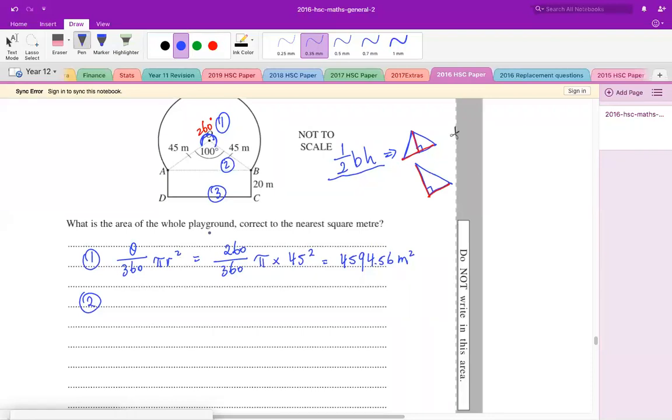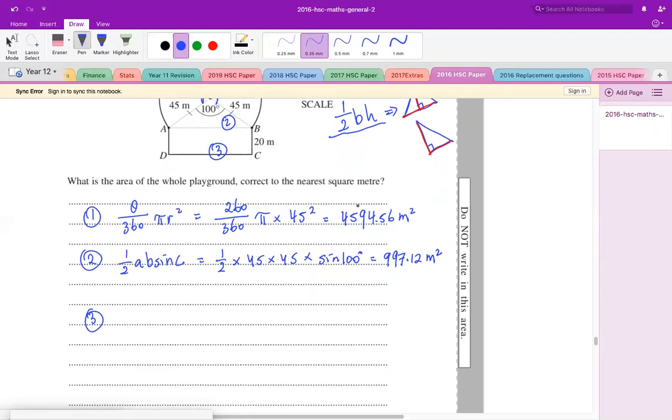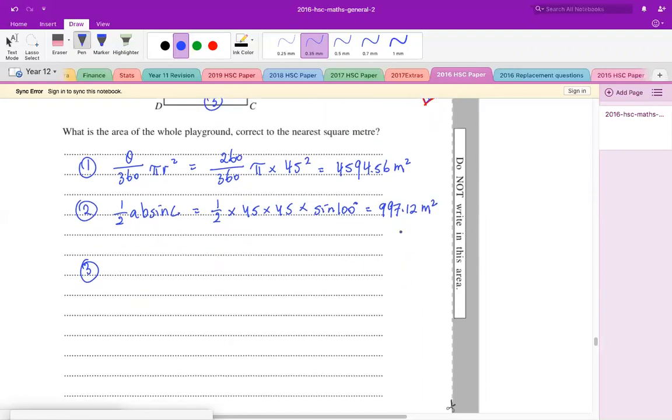So you do the sine rule. Yeah, so you use the sine rule, right? So you use half ab sine C. And that's equal to half times 45 times 45 times sine 100 degrees. And that's equal to 997.12 meters squared. And then for the rectangle, that's where it gets a bit tricky. We know the width, but we don't know the length. And can you just use Pythagoras in this case to find the length?